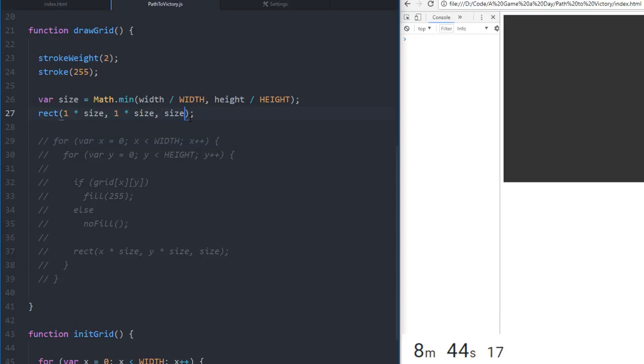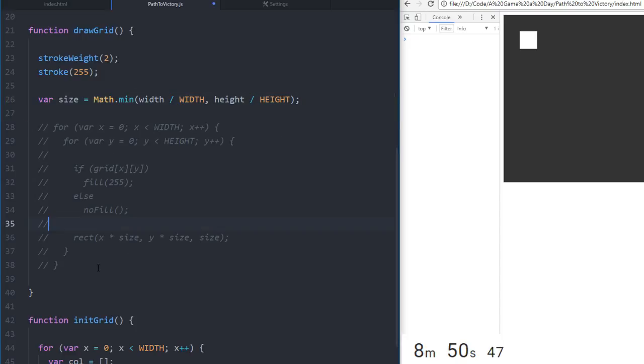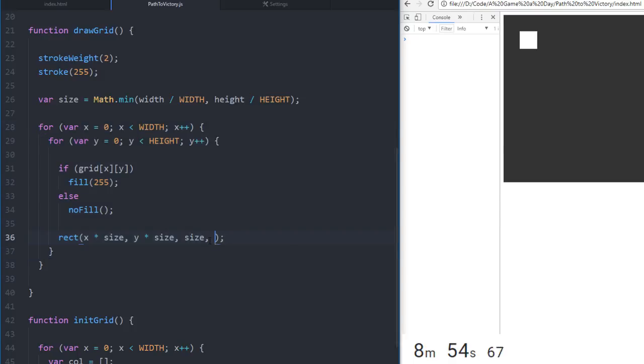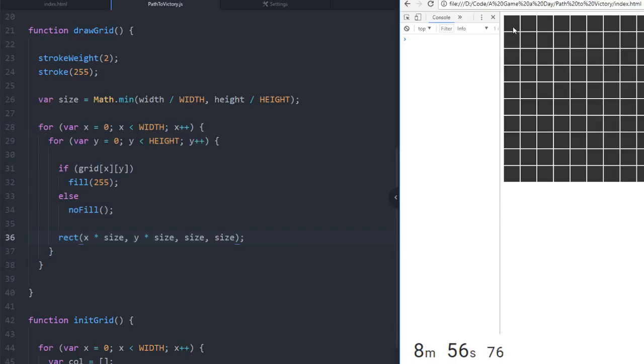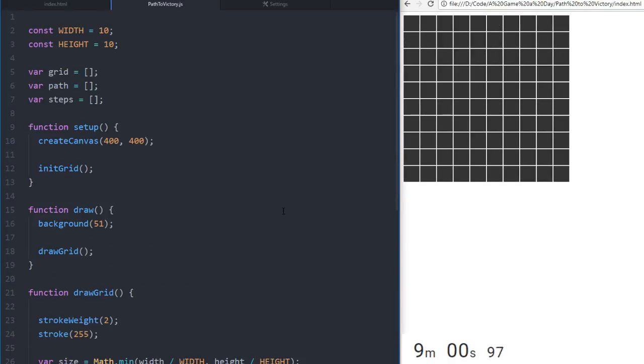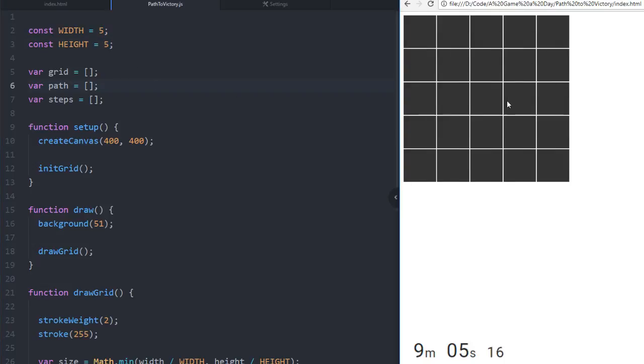Size, comma, size. Okay. I should have done that from the beginning. Size, comma, size. I thought it would assume something. Cool, now we have a grid. I'd like it to be less though. Let's start with 5 by 5. Nice. It looks like it fits perfectly.